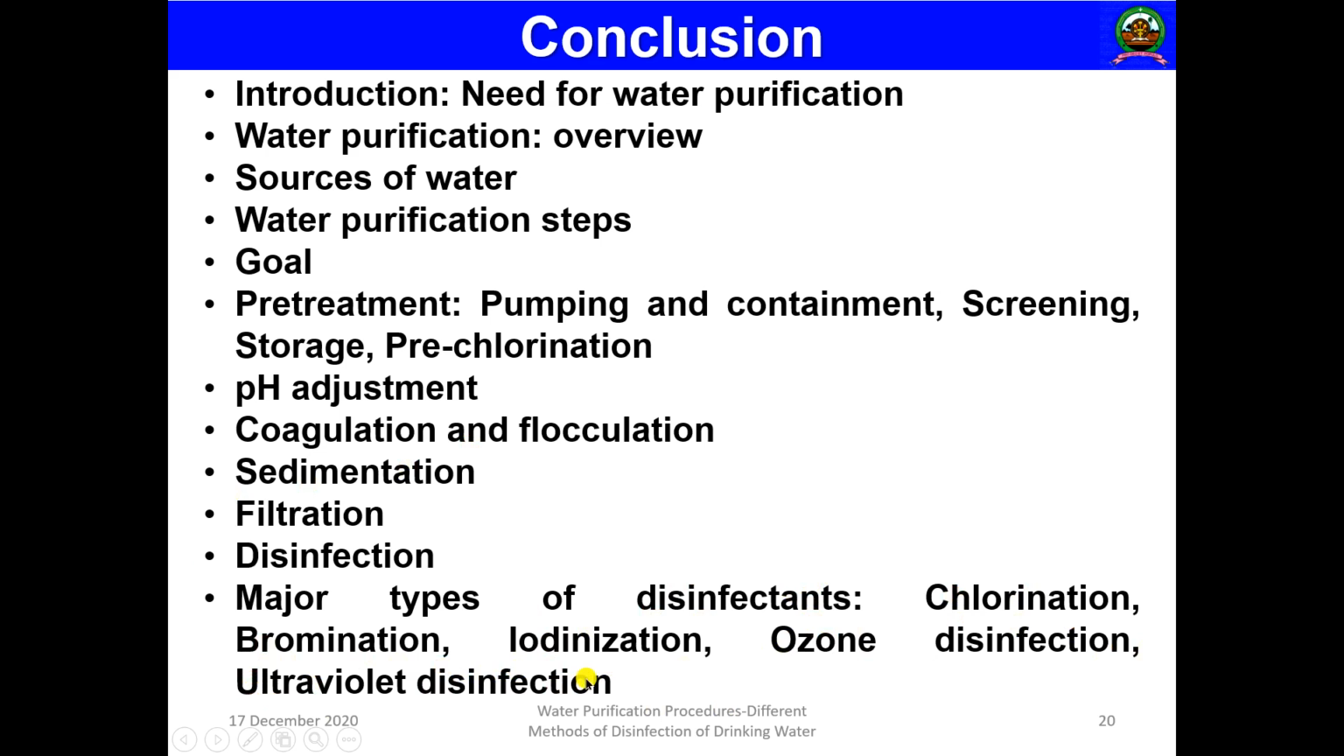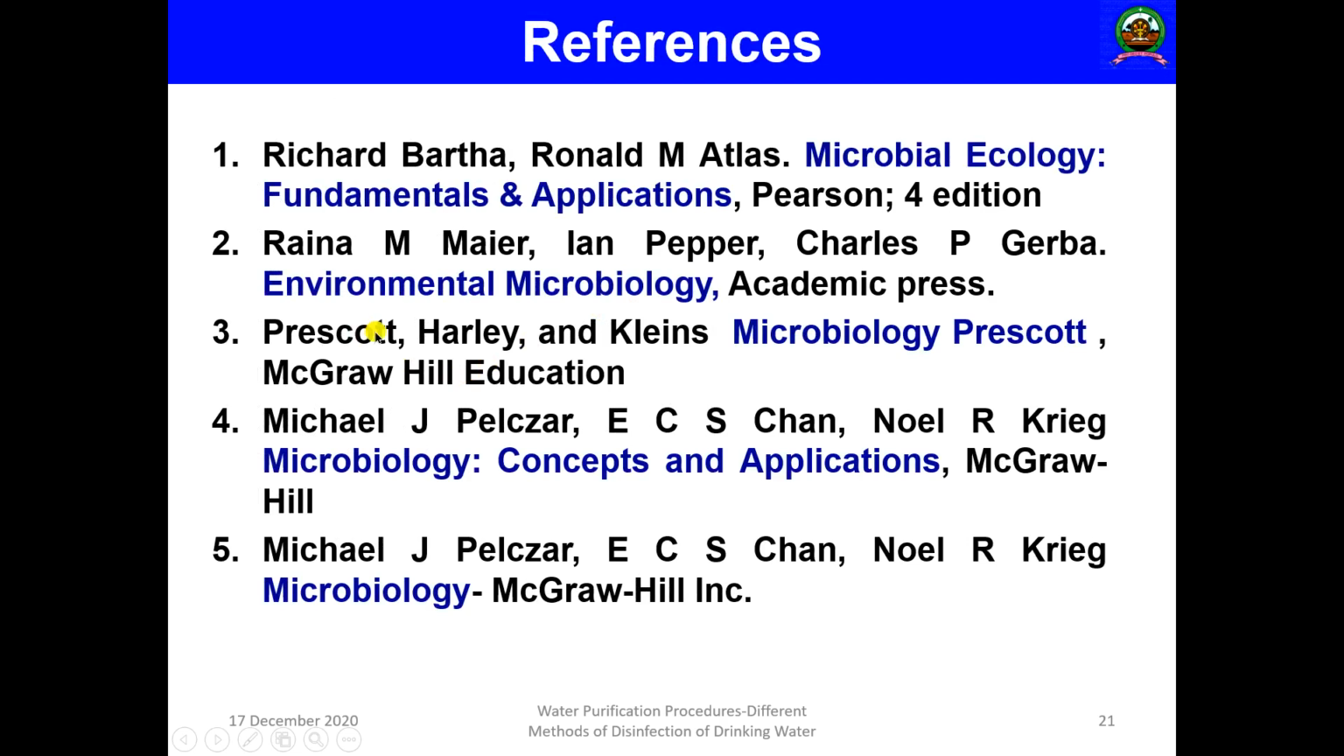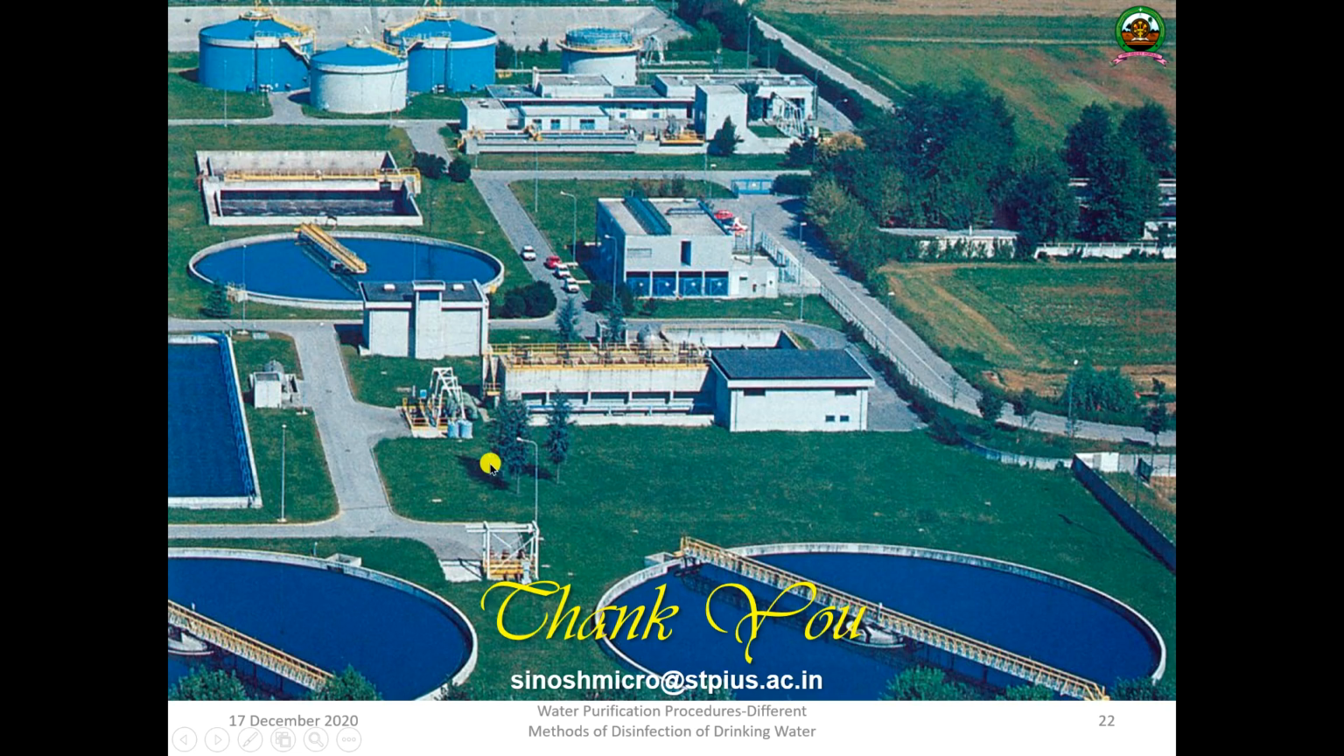That's all, dear students, in this particular class. These are the major references you can use: Microbiology by Prescott or Pelczar, or any basic microbiology textbook. As you can see in the picture, this is one of the major water purification systems. They require a lot of space, so many tanks and so many places. By using the pipeline system, so many acres of land are required to construct this particular system.